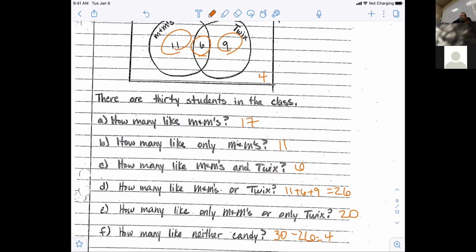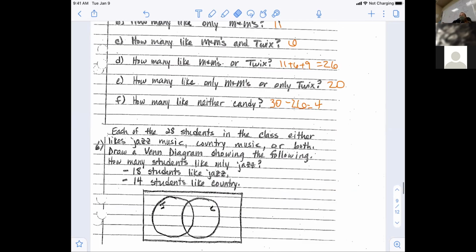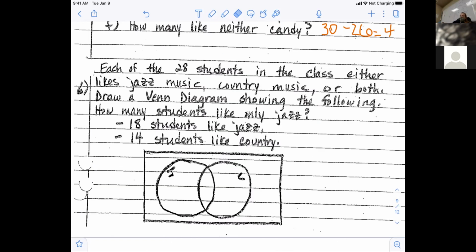Now, the next few we're going to do, though, we have to build the Venn diagram. Yikes. This question says, each of the 28 students in the class either like jazz music, country music, or both. Draw a Venn diagram showing the following. How many students only like jazz? 18 students like jazz, 14 students like country. Why can't I just write 18 and be done and move on to the next question? They literally told me. Why is it not just 18?